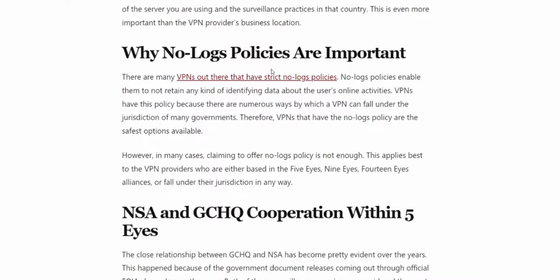And it goes into why no-log policies are important. Of course, we know why, because the whole point of getting a VPN is not to have someone be able to track what you're doing, guys. So that's why when you're sorting for a VPN, definitely want to get something that's not in the 14 eyes. Like I said, me personally, I use 2 VPNs for different reasons. Not going to get into that, obviously, but definitely want to do your homework.